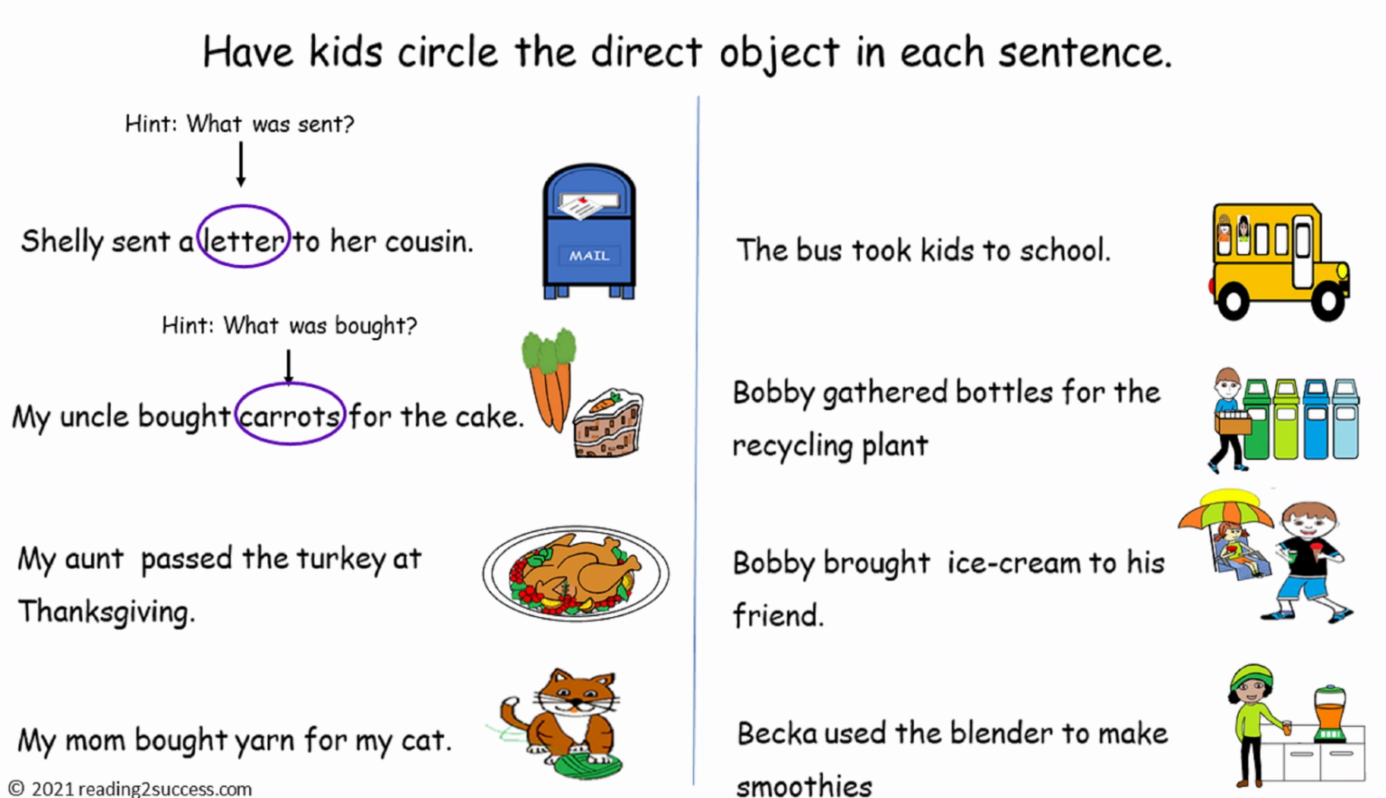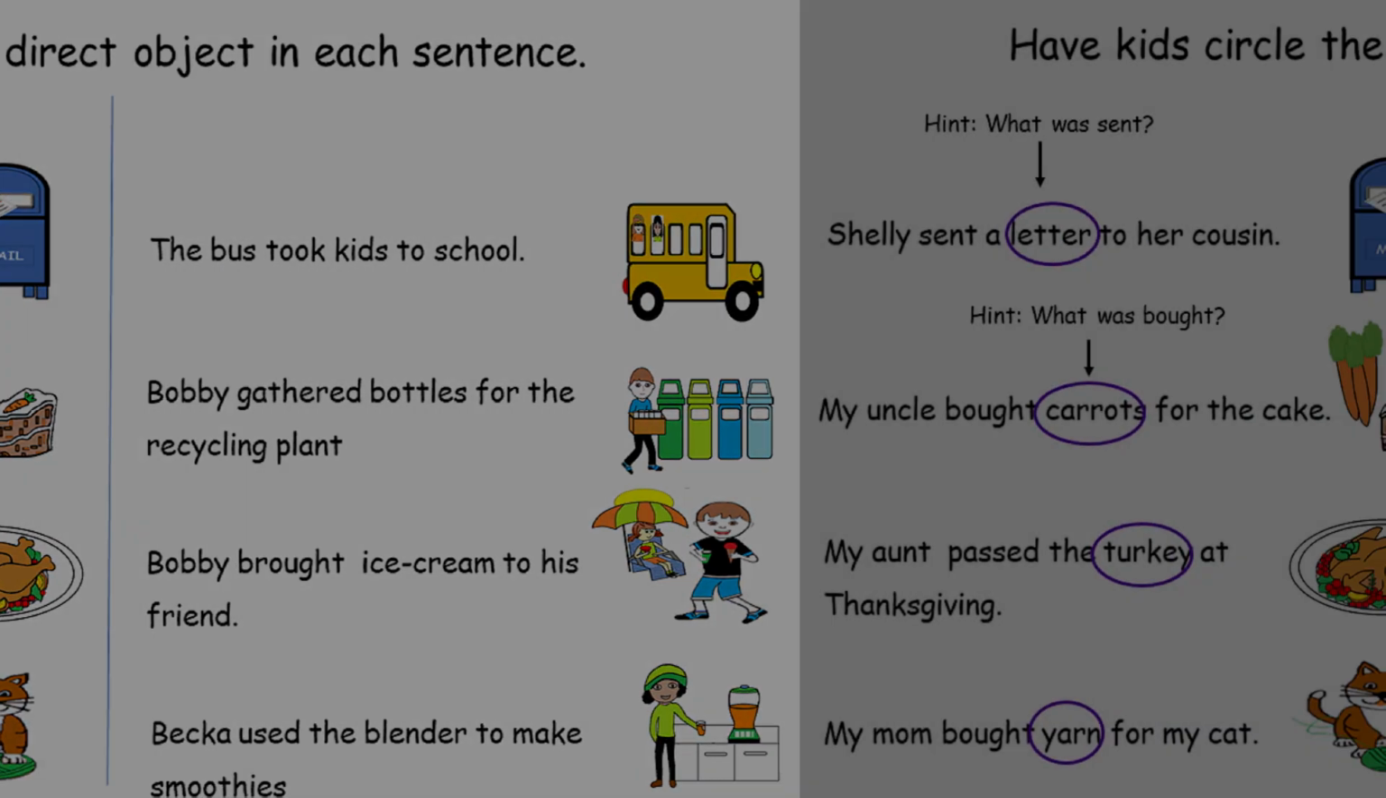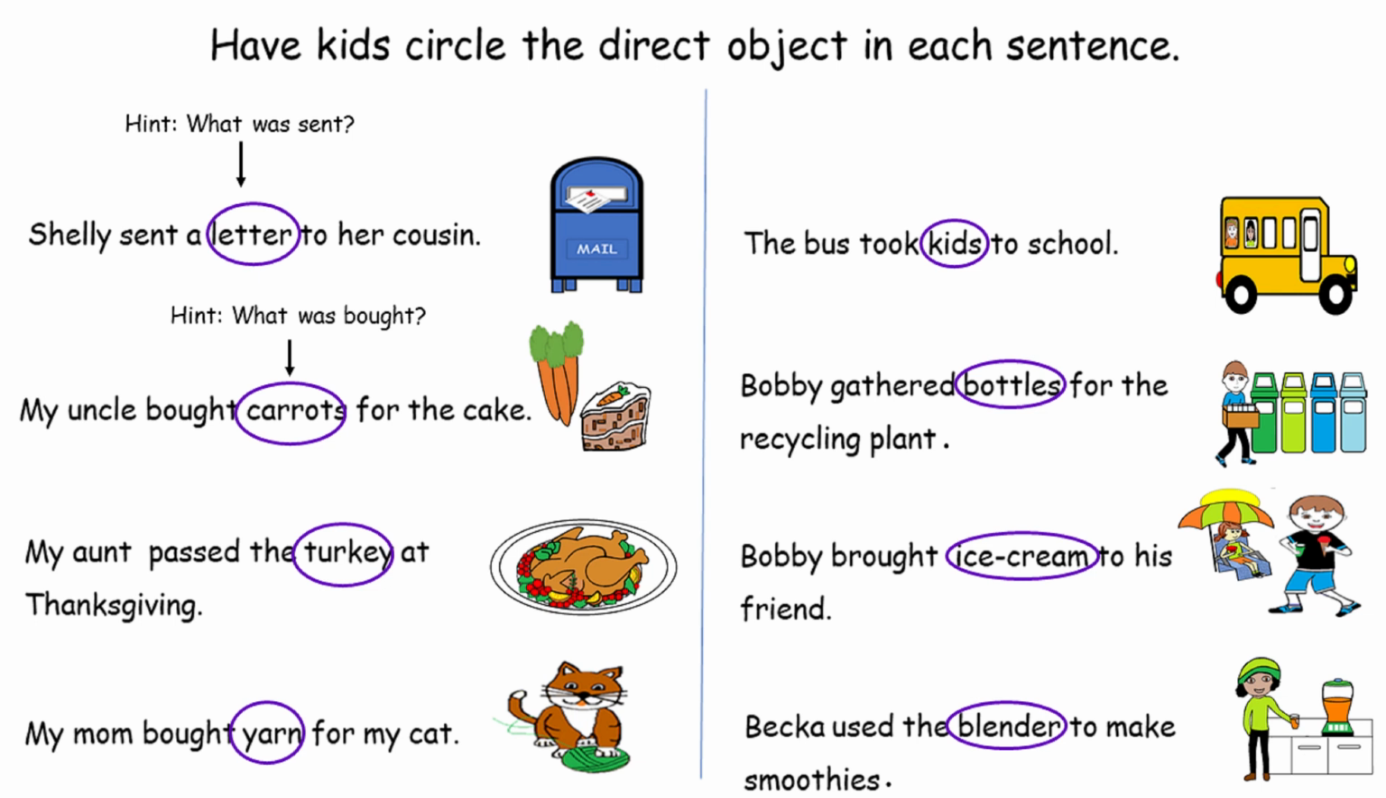And then read the second sentence. My uncle bought carrots for the cake. What was bought? Carrots. That is the answer. It is the direct object. And continue the same process with the rest of the sentences. And this is the completed example.